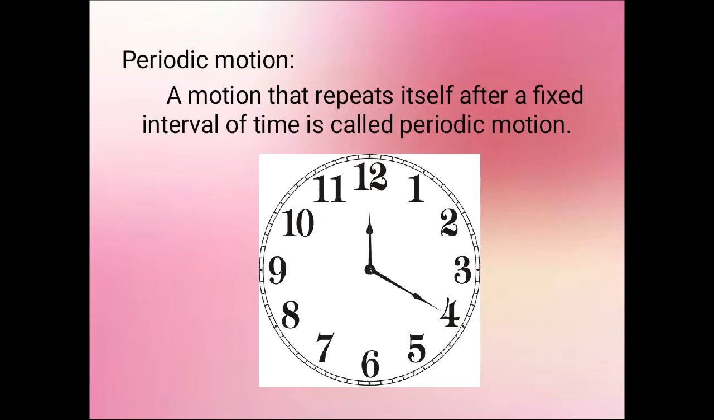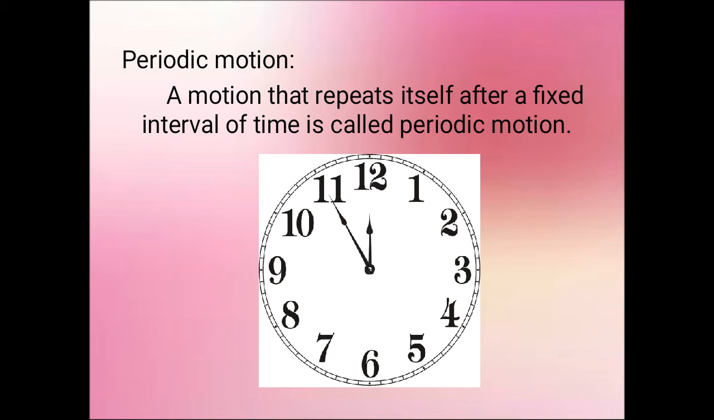So today we are going to see about periodic motion. Right? So what is periodic motion? If a motion repeats at regular interval of time, that motion is known as periodic motion. So see here, a motion that repeats itself after a fixed interval of time is called periodic motion.